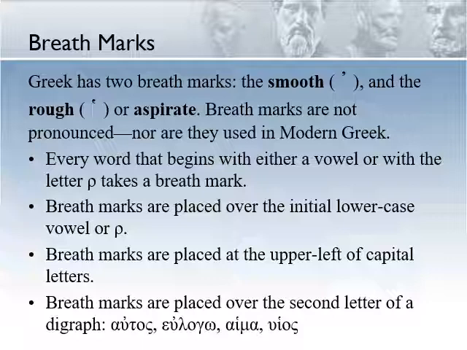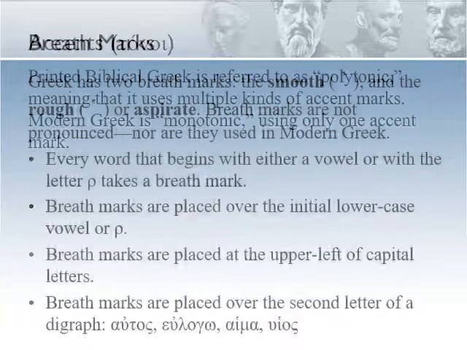The other example we're looking at here, the last one, is the word ios: epsilon, iota, omicron, sigma, the Greek word for son. Not the sun in the sky, but the son who is your child, S-O-N, that kind of son. A very, very common word in Greek in the New Testament, ios. Here we find the rough or aspirate breath mark written over the second member of the digraph, epsilon iota. Okay, so these are the breath marks.